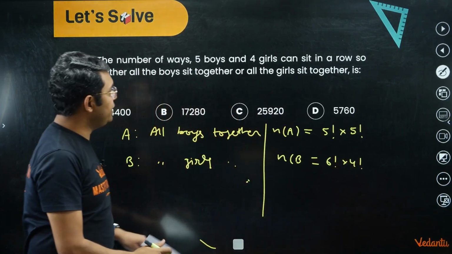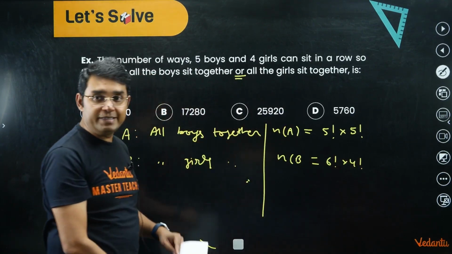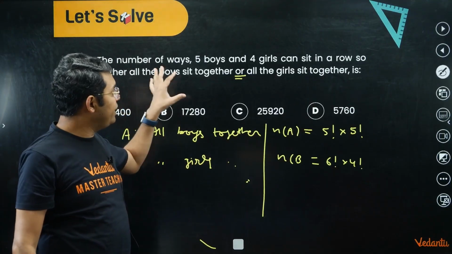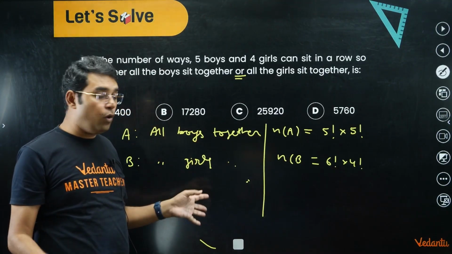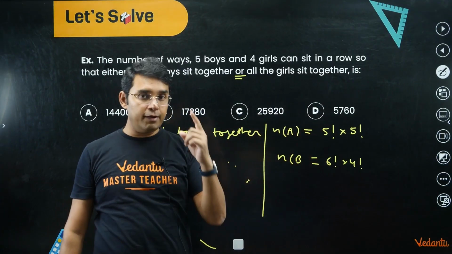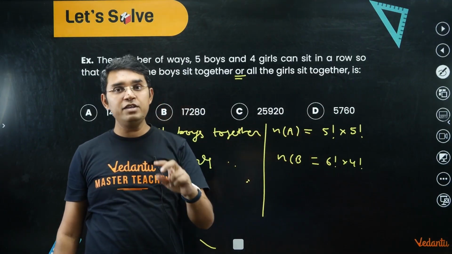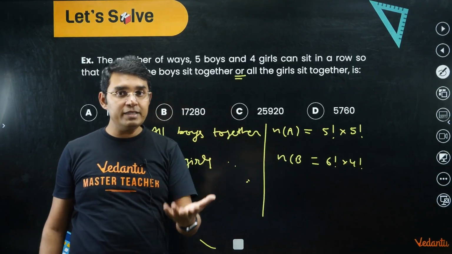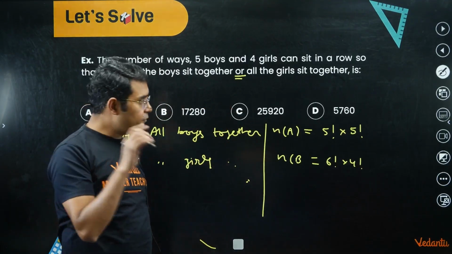Okay, but if you say there is 'or' in between, so we will just add them. So try to understand, those cases in which boys as well as girls are all together are counted here also, and counted here also. So we have to subtract that once, otherwise we will be counting that twice. So we don't need that, we have to subtract it.